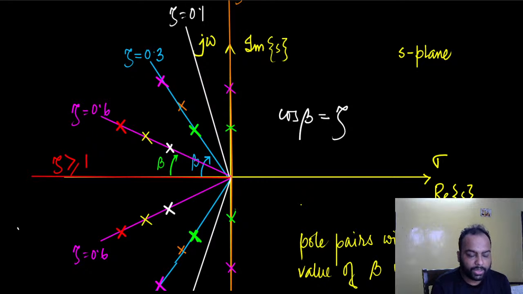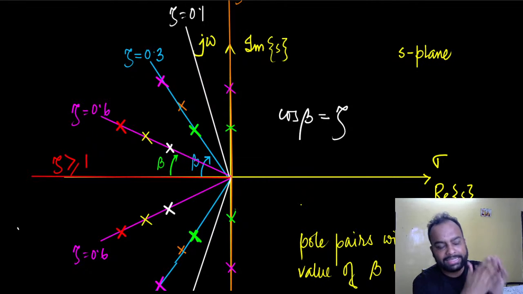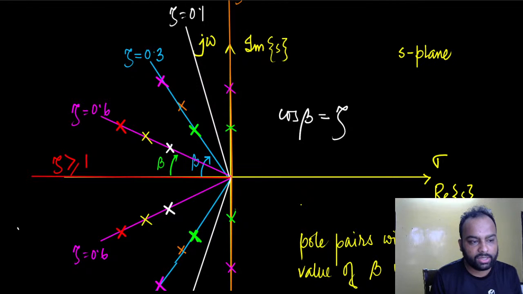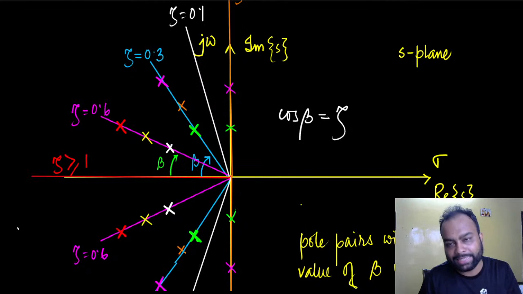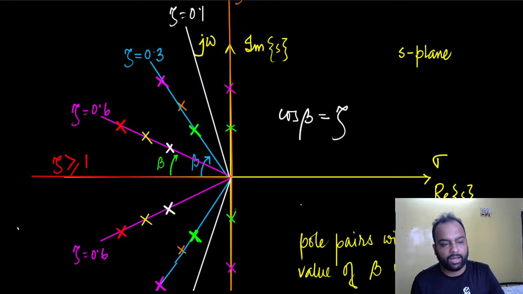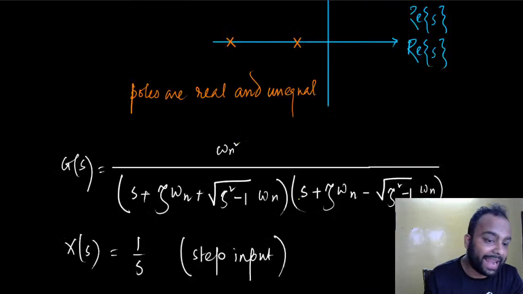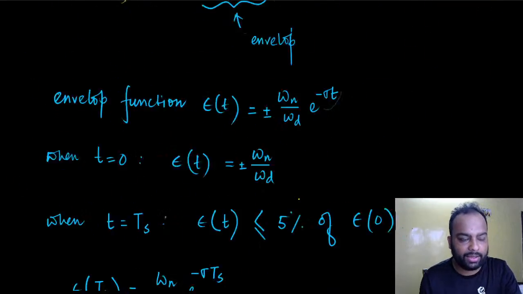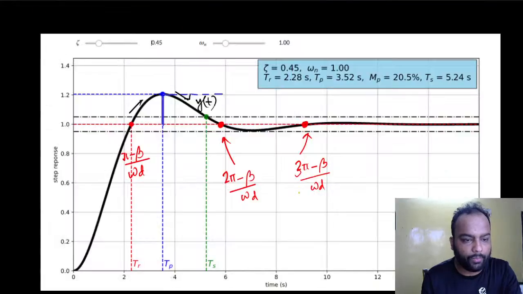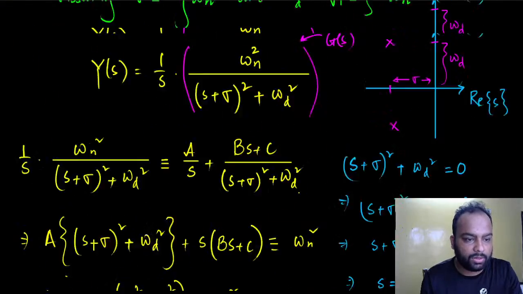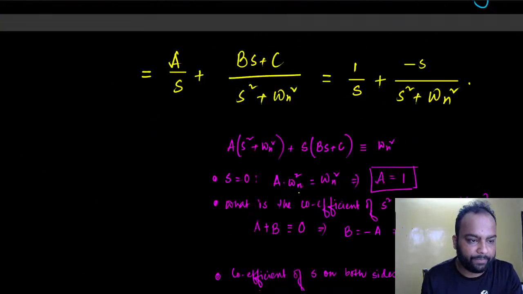All right. Now we have talked about lines denoting constant damping ratios. Now we are going to draw lines for constant omega n, the constant undamped natural frequency. Let's see what I mean. We shall have to go back to the same discussion we had earlier.